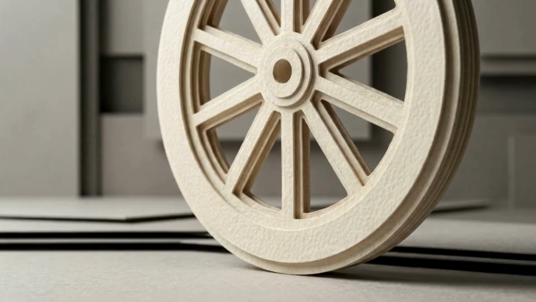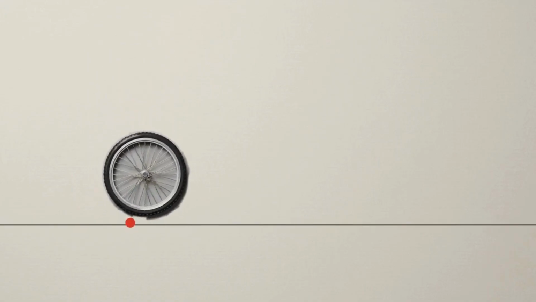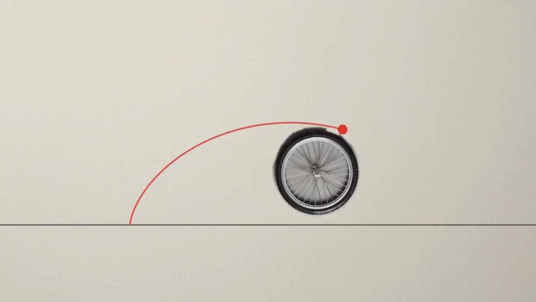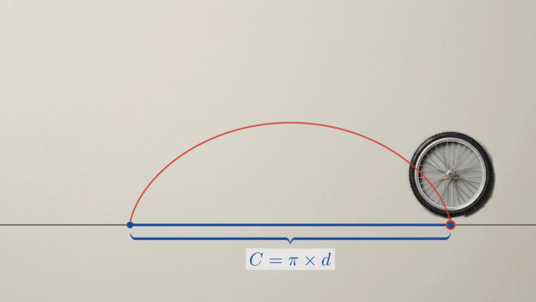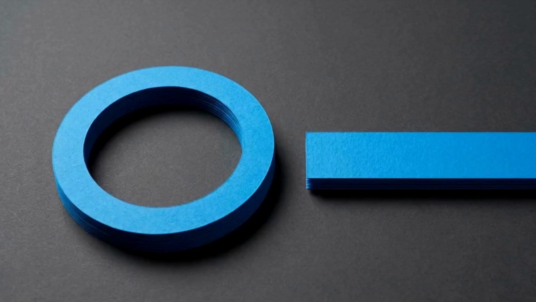Now, apply that same unrolling process to a moving bicycle. Imagine placing a paint dot on the tire where it meets the road. As the wheel rolls, the dot travels up, over, and down until it touches the ground again, one full rotation. Look at the straight trail left behind between those 2 points. That distance is exactly equal to the circumference of the tire.